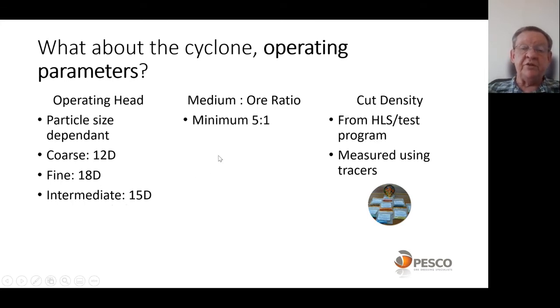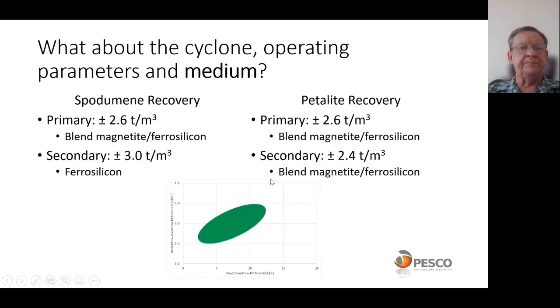The medium to ore ratio, we're looking at a minimum of 5:1, which is not normally a problem in a pilot plant. We're normally far higher than that. And the cut density comes from the HLS and the test program. So the HLS will give us an idea of theoretically where we should cut. And then for the test program, we will select a range of densities around that. And we measure the cut density using tracers, and an appropriately sized tracer for the size distribution.